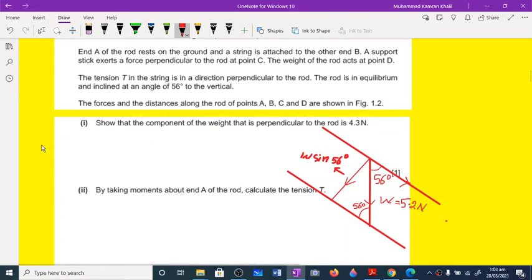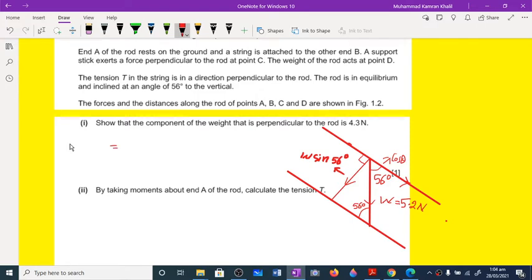Now the first part asks what is the component of the weight that is perpendicular to the rod. This is the force which is acting in this downward direction. This component, which is along the x-axis, is the value of the cos, while this one is the rod. So this is the perpendicular component of the weight which will act in the downward direction. This value will be W sine 60.